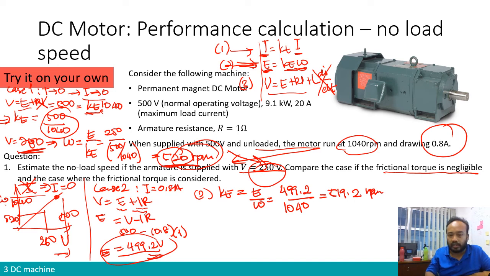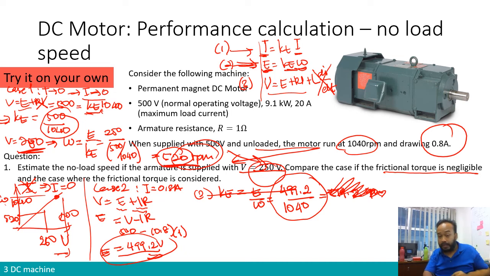I'm sorry, I made a mistake. This is not the answer for KE, but nonetheless, if you want to calculate KE, you have it over here, E divided by omega. But what we want to look at is what happens if the voltage V equals 250. At 250 volts, which is different from 500 volts, our E would also be different. So let's first find the E if the voltage supplied to the machine equals 250.